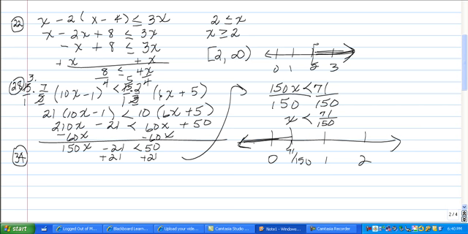Okay, on 34 we have 10x plus 2 times x minus 4 is less than 12x minus 10. So we're going to distribute the 2.